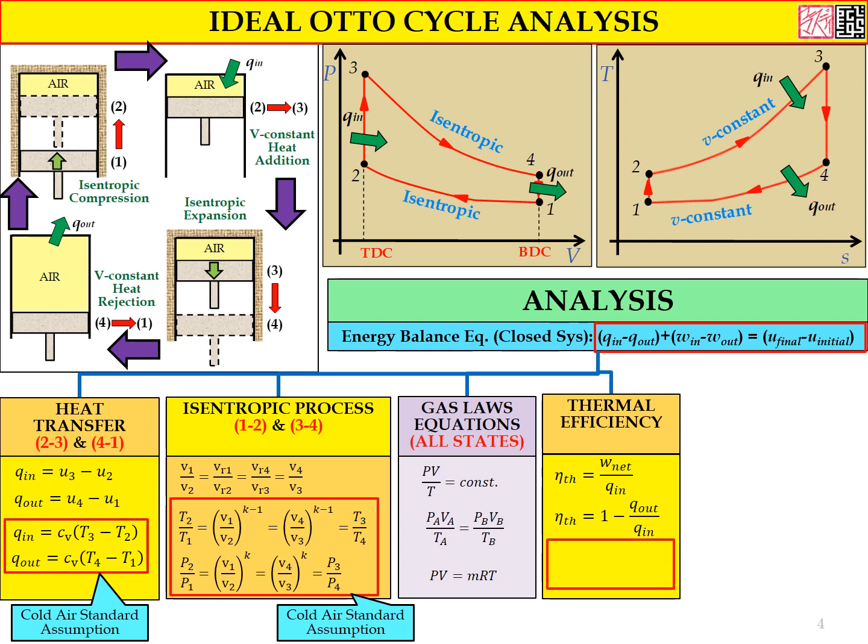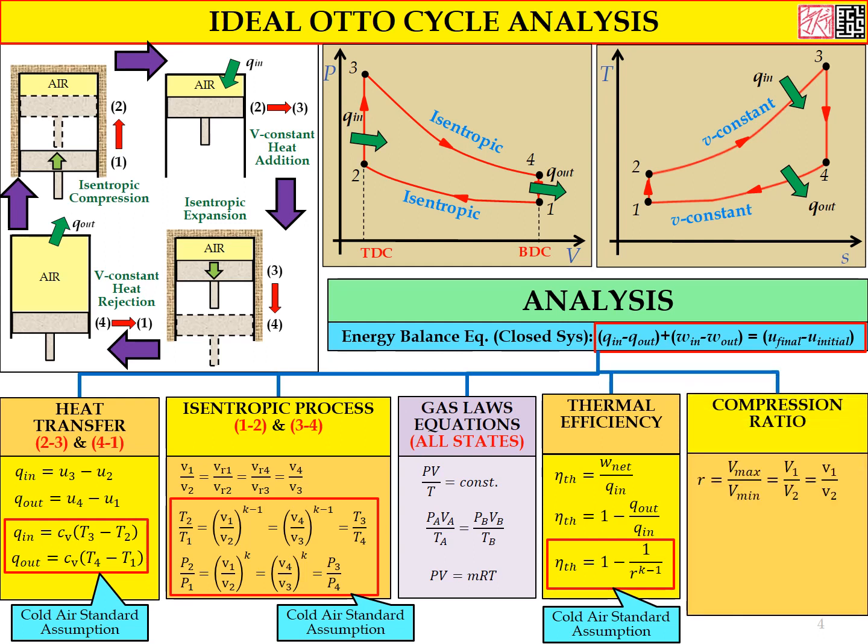However, if we consider the cold air standard assumption or constant specific heat case, we can use an alternative formula for thermal efficiency, where eta th equals 1 minus 1 divided by r to the power of k minus 1. r stands for the compression ratio, V1 divided by V2.